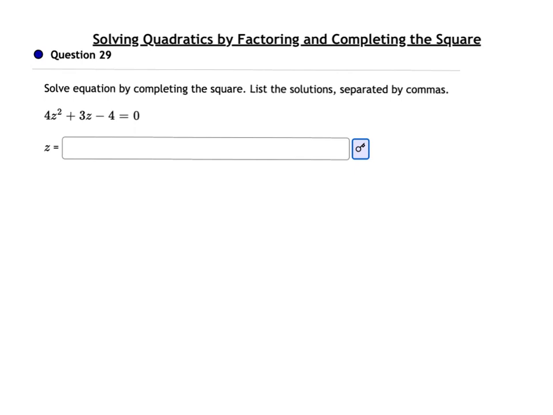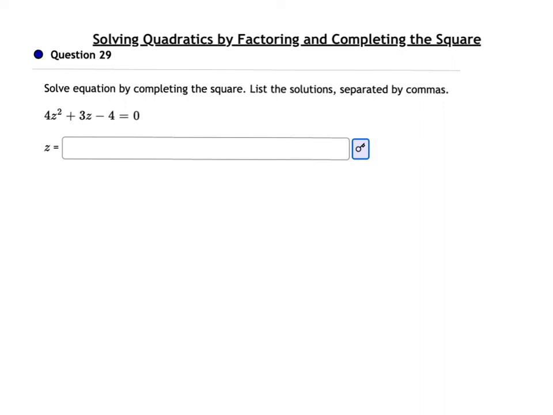Here's the last example, and this is a little bit messy, you'll discover. And most of the time you get messy answers. That's why you're completing the square. When you get nice answers, you're going to want to factor. That's the quickest and easiest technique. Let's complete the square on this and see what happens.